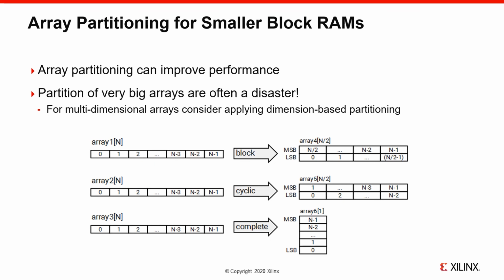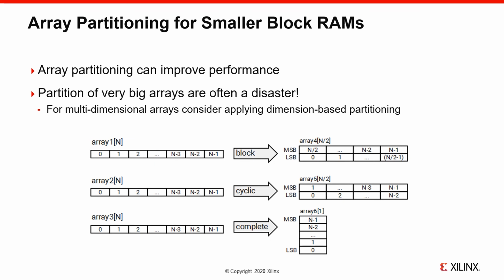There are 3 types of memory partitioning in Vitis. With block partitioning, the original array is split into equally sized blocks of consecutive elements of the original array. As an example, if we have an array with 100 elements, block partitioning by 2 will take the first 50 elements and assign them to one memory, and the next 50 elements to another memory. Partitioning by 4 would do the same in blocks of 25 sequential elements.